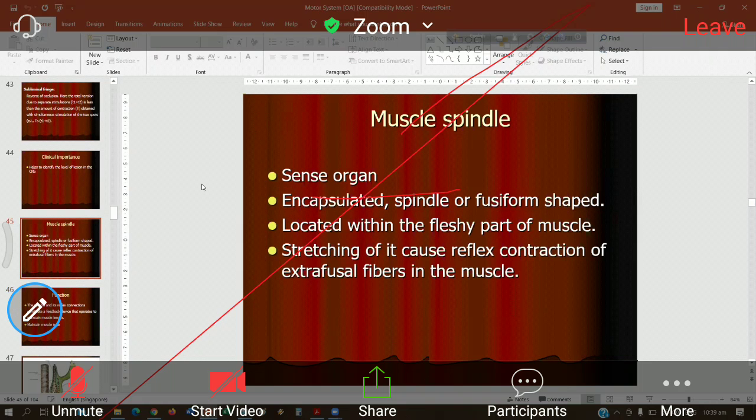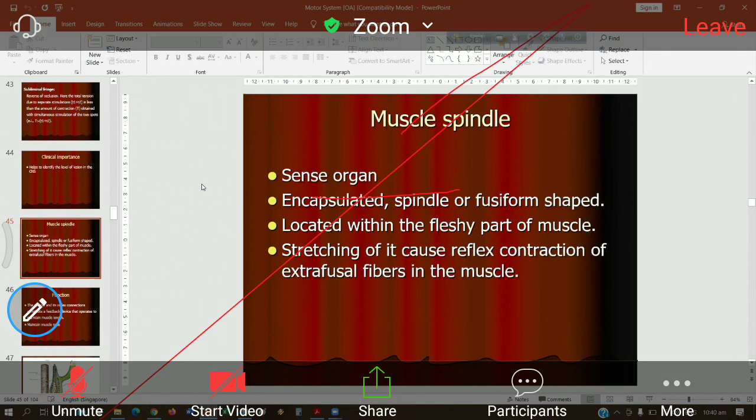Muscle spindle. Muscle spindle is a complex organ. Muscle spindles are actually receptors. They are mechanoreceptors that are involved in maintenance of muscle tone of skeletal muscles. They are sensory organs that are encapsulated, spindle shaped, and located in the most fleshy portion of a muscle, the belly of a muscle.